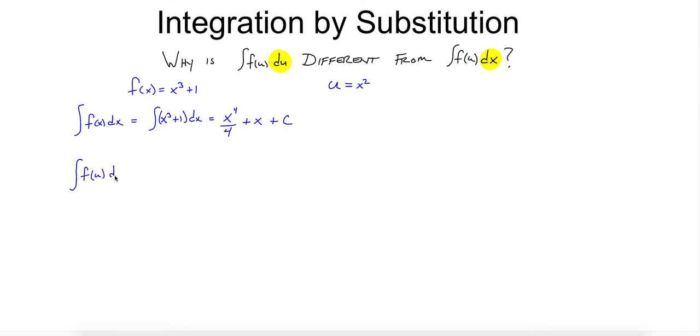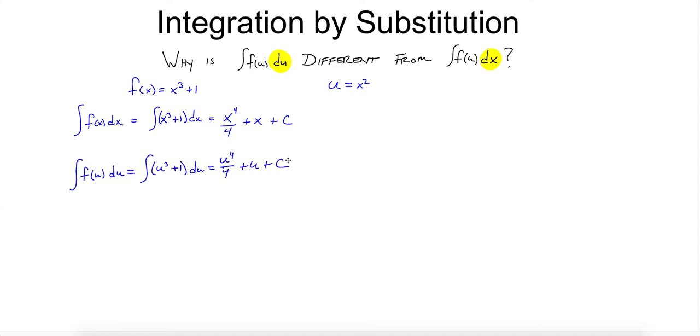If we decide to take the integral of f of u with respect to u, it's going to be very, very similar. If we have f of u, that really means that we just have the integral of u cubed plus 1, oops, I should have the du there. Don't forget my dummy variable. So let me erase that. And that's just going to be basically the same thing, but in terms of u. So that comes out to be u to the fourth over 4 plus u plus c.